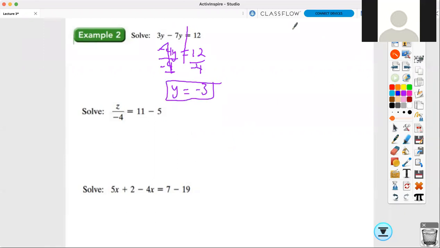Now, it's very important that you still check your work, though, because remember, you have a way to check your solution without me being around or having to use a math app.